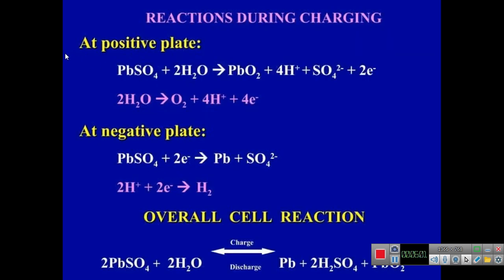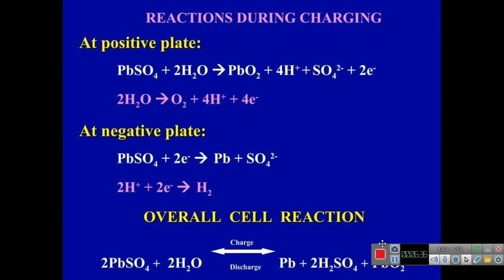So this is the chemical reaction. So I'm explaining for only one battery. Reactions during charging: PbSO4 plus 2H2O gives PbO2 plus 4 H plus SO4 2 minus and 2 electrons. So 2H2O gives O2 plus 4H plus 4 electrons. That is what I mentioned in the positive plate. At negative plate, PbSO4 plus 2 electrons will give Pb plus SO4 2 minus. So 2 H plus 2 electrons will give H2.